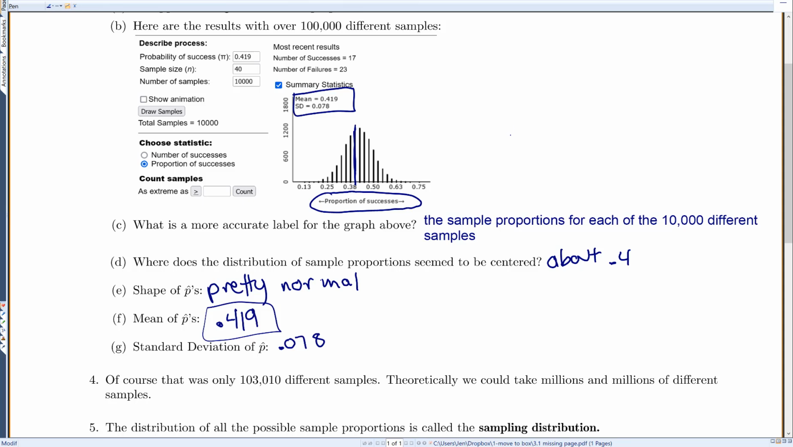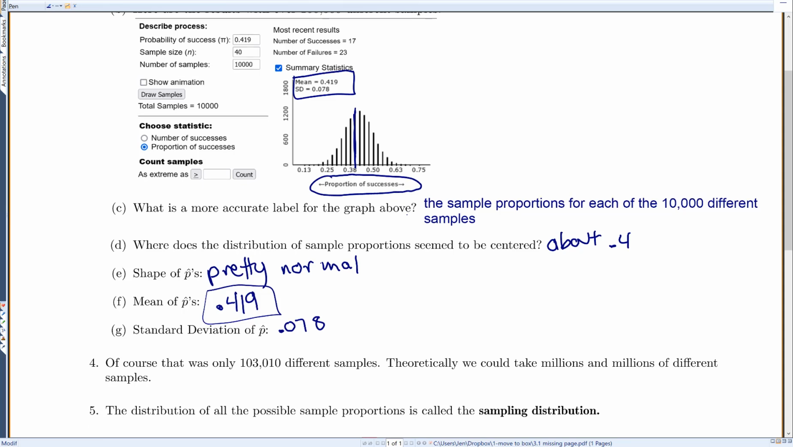Now, of course, it was actually over 100,000 different samples when I did it the first time. Since I already did it, there's only 10,000 samples. But you can see that it still lined up with what I was expecting to get. Theoretically, we could take millions and millions of different samples.